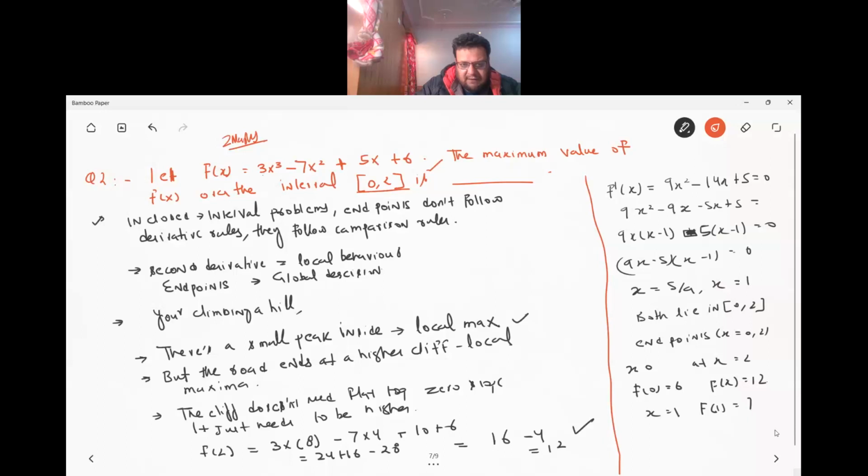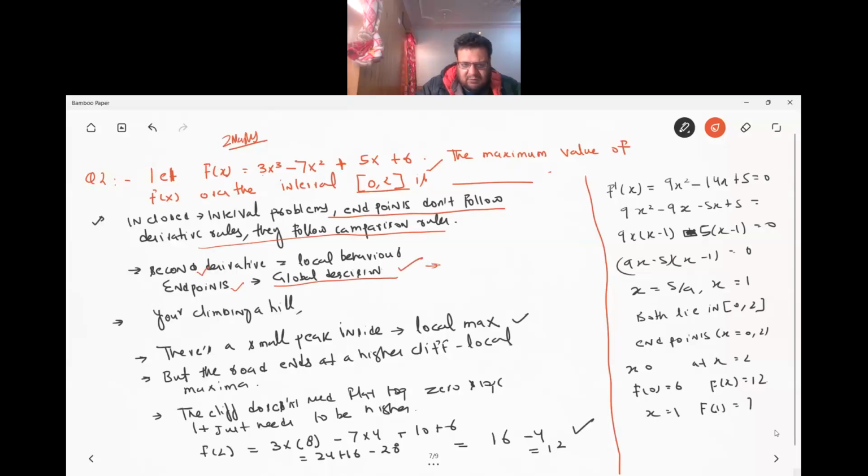But see, how to identify the minima point? In closed interval problems, endpoints don't follow the comparison rules. As far as the second derivative is concerned, it will only give you the local behavior, whereas the endpoints will give you the global decision, like the global maximum.